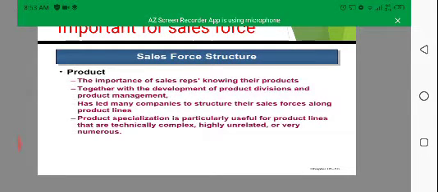So normally, sales force structures. Sometimes the sales force is structured according to the product. The importance is that sales representatives know their product, together with the development of product divisions and product management. Secondly, many companies structure their sales force along product lines. Product is very important, and companies structure their sales force according to the product line. Product specialization is particularly useful for product lines that are technically complex, highly unrelated, or very numerous.